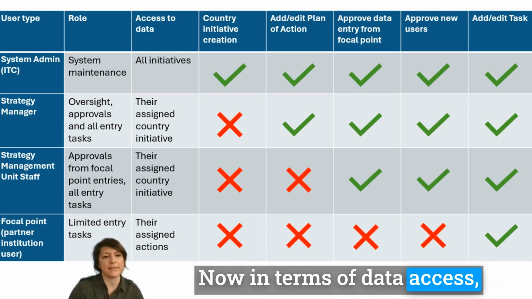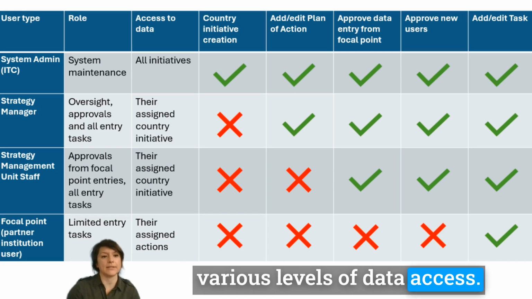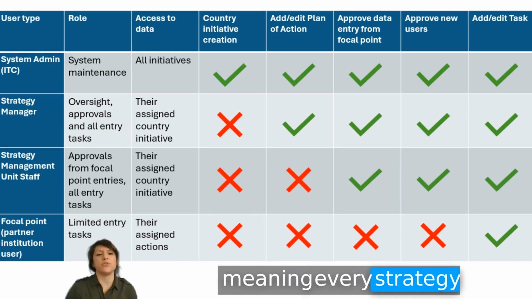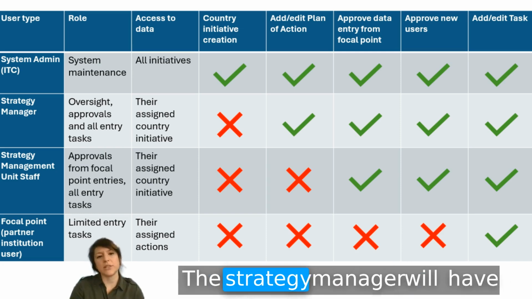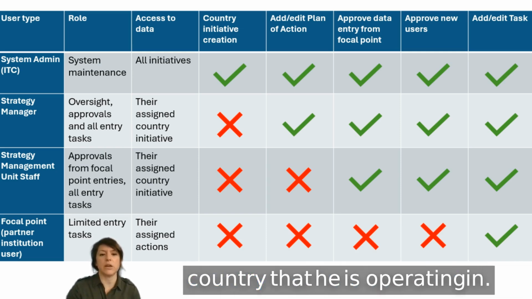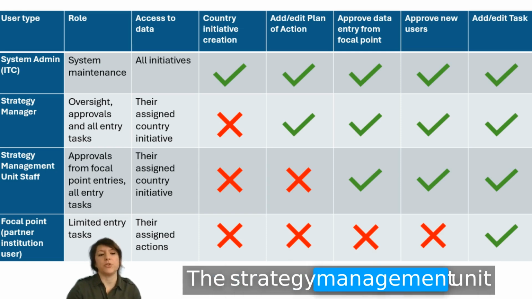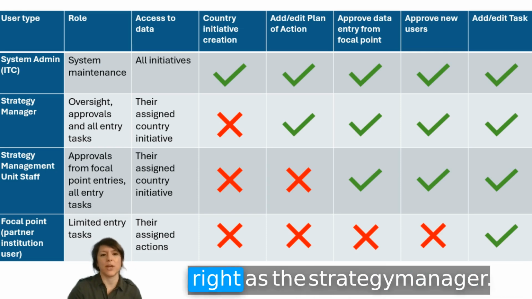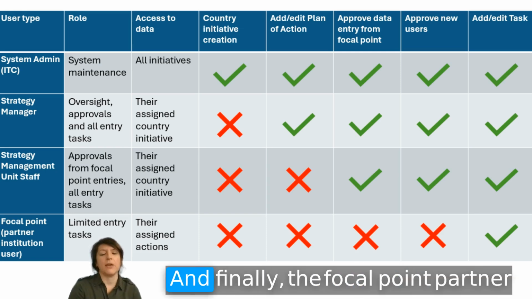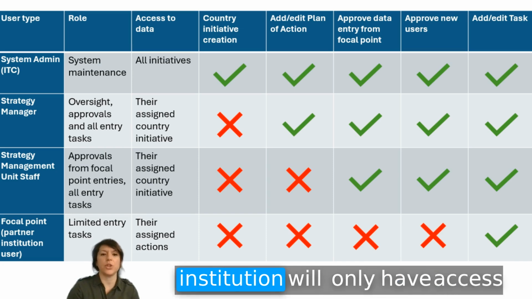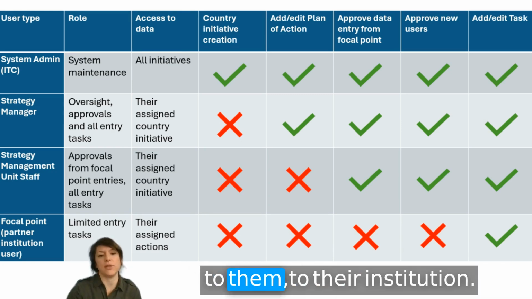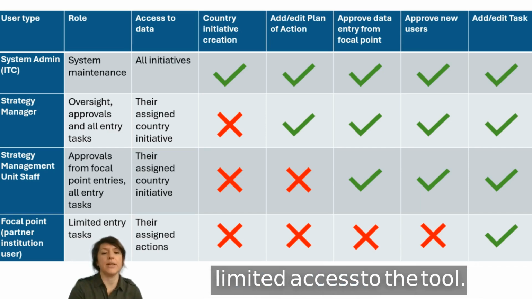Now, in terms of data access, all of these users have various levels of data access. Obviously, the system admin has access to all country initiatives, meaning every strategy initiative that the tool integrates. The strategy manager will have access to his own country initiative, meaning the strategy in the country that he is operating in. The strategy management unit staff will also have the same access rights as the strategy manager. They will have all access to their country initiative and strategy. And finally, the focal point partner institution will only have access to those fields where there is an assignment of responsibility to them, to their institution. That means they will have limited access to the tool.